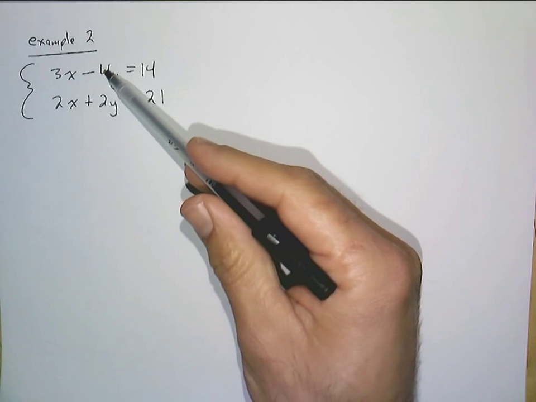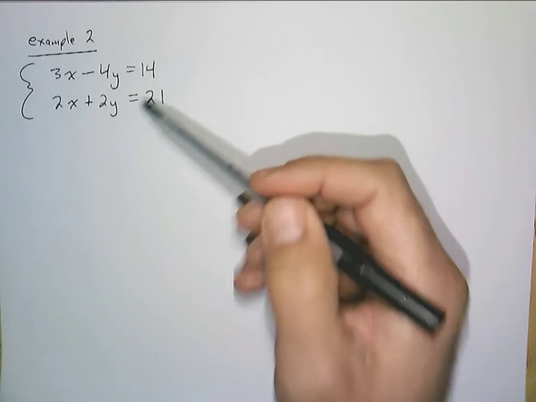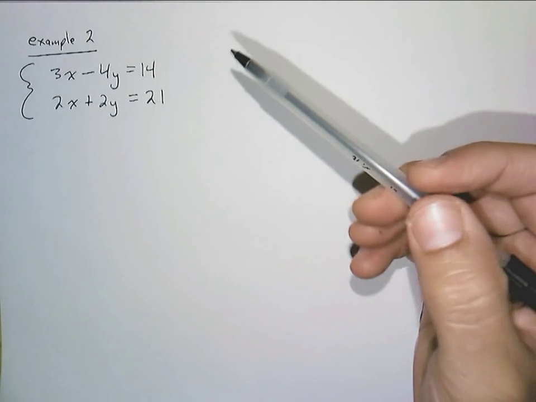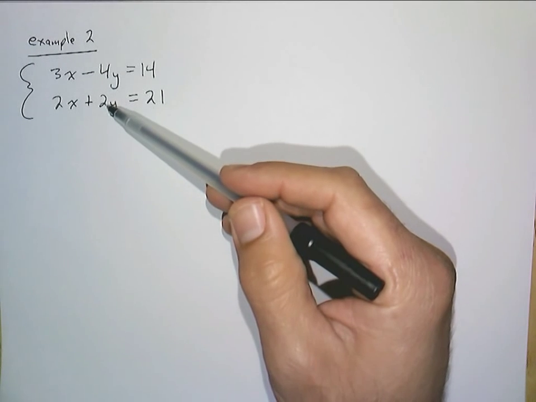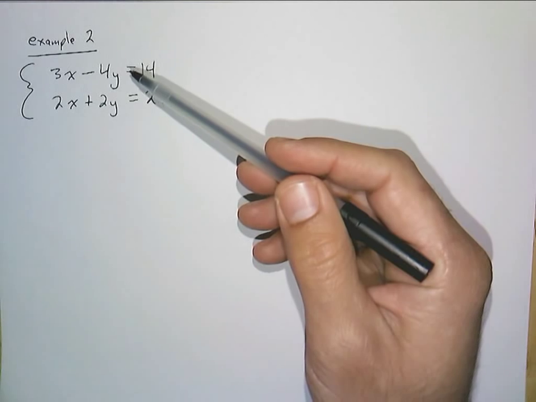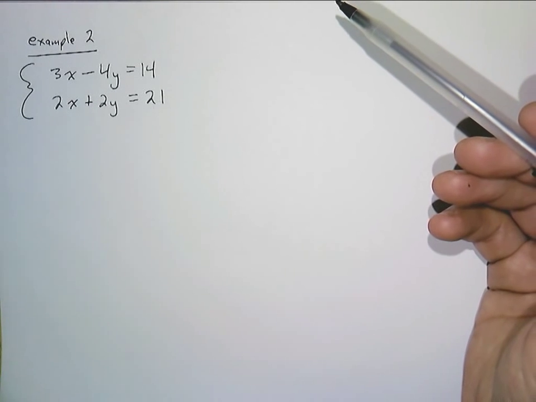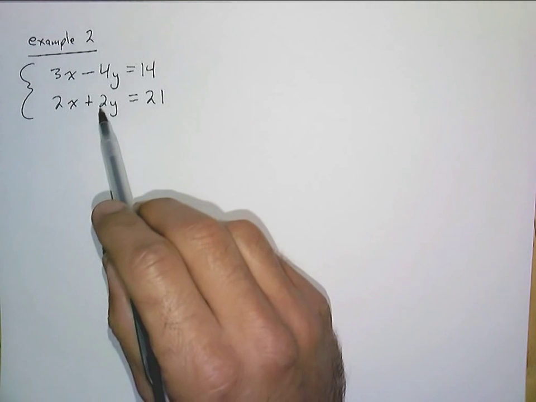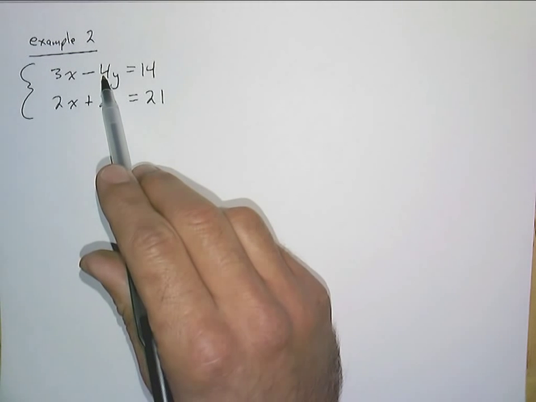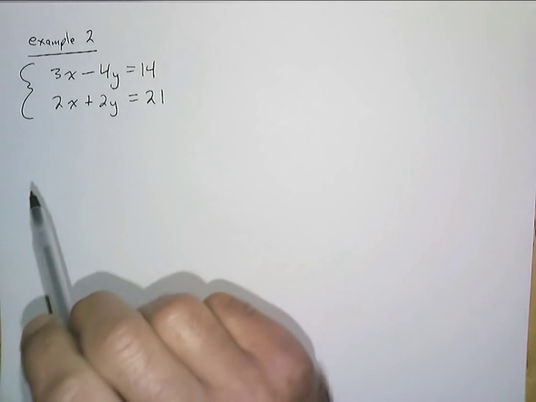If we were to add the left-hand sides and the right-hand sides together, see, we're not going to get any elimination here. 3x plus 2x, that's 5x. Negative 4y plus 2y, still negative 2y. We don't get rid of either of the variables. But if we notice here, 2 and 4. Really, we've got negative 4 here.